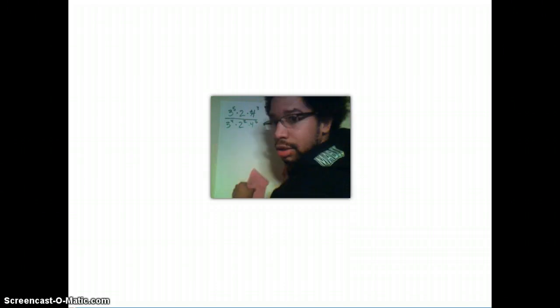Ready to go, okay? So next problem, I'm looking at 3 to the 5th, being multiplied by 2, being multiplied by 4 to the 3rd, all over 3 to the 4th, being multiplied by 2 squared, being multiplied by 4 to the 6th.